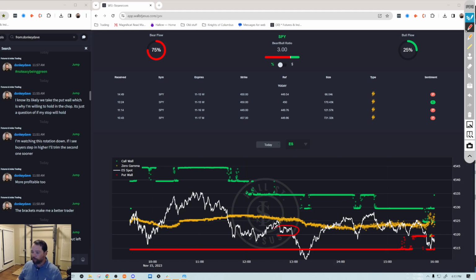So I'm in this chop right now, and I know it's likely we take the put wall, which is why I'm willing to hold in this chop. It's just a question if my stop will hold. And since my stop is up here, I'm not as concerned about it. I know we can come up and run these stops and then go, but that's the trade, right? That's how it works. Not easy being green.